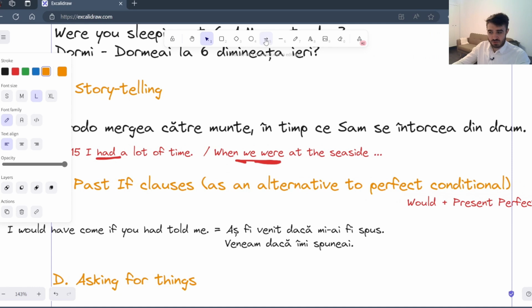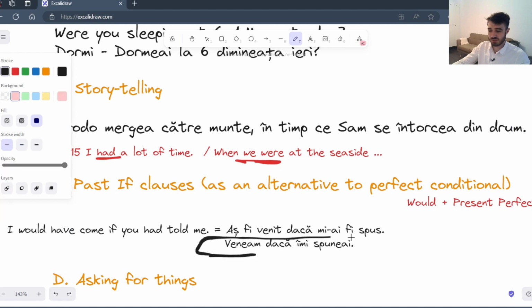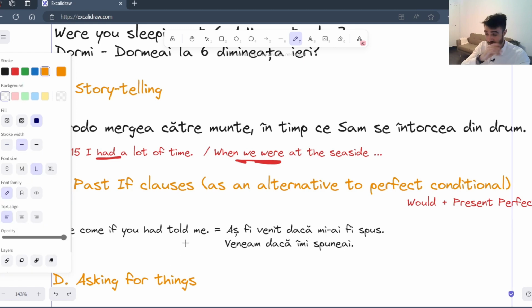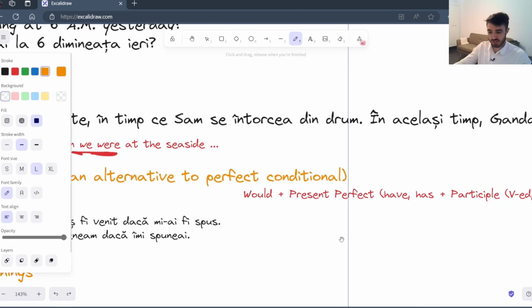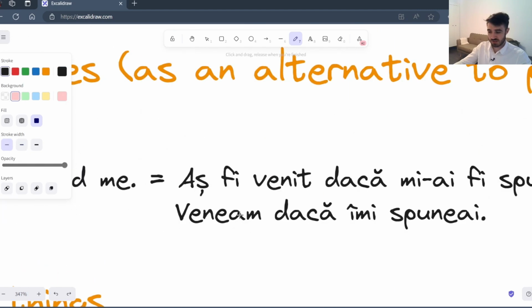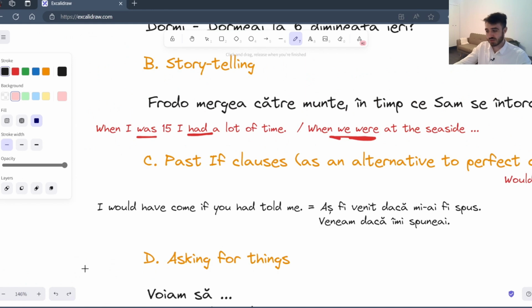I have no idea which one is easier for an English speaker or for a foreigner learning Romanian, but I think in Romanian more people use this because it's just more straightforward. But I think if you take it from the English, this one, I think it's closer to the first. Like imagine translating this to English. I was coming if you were telling me, right? It's a bit strange, I think. But if not, tell me in the comments. I would really like to hear about it.